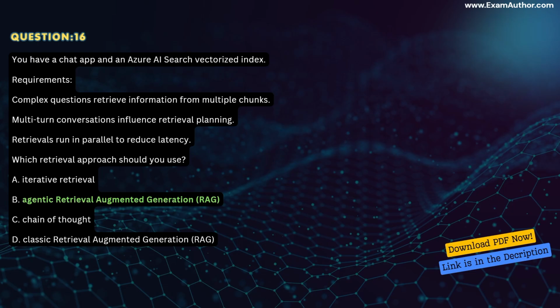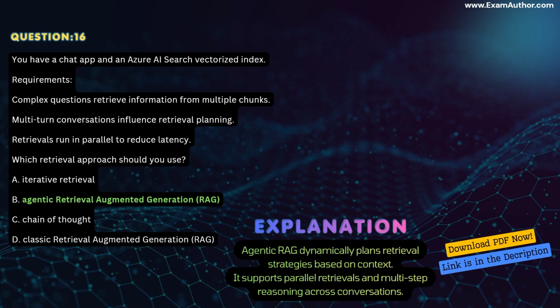Correct answer: B. Agentic retrieval augmented generation RAG. Explanation: Agentic RAG dynamically plans retrieval strategies based on context. It supports parallel retrievals and multi-step reasoning across conversations.